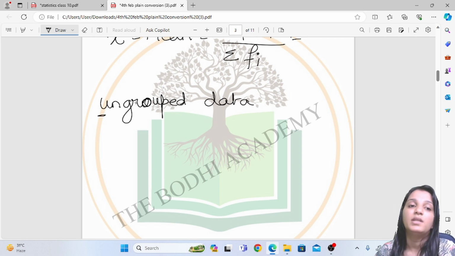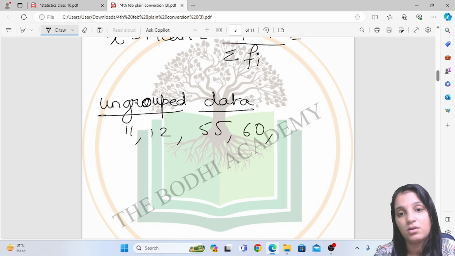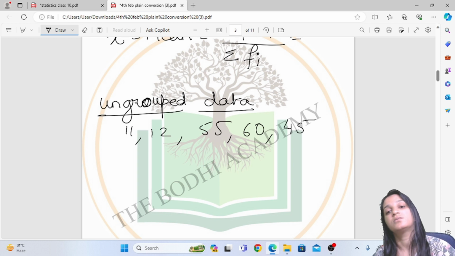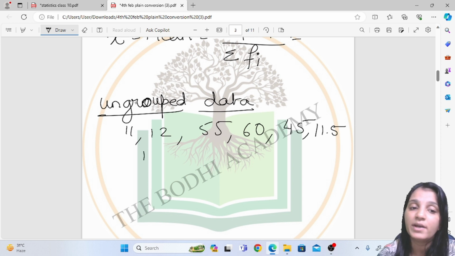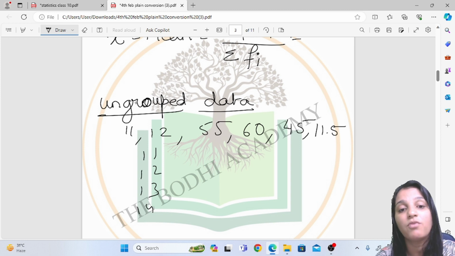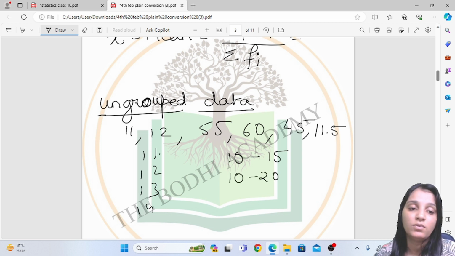Okay, it is like 11, 12, then 55, 60, 45, like this. Students get this type of marks, right? Sometimes 11.5. So how to write this? We'll go on writing 11, 12, 13, 14. No, we'll have to form an interval like 10 to 15, 10 to 20, so that it will be easy for us to get this 11, 12, 13 marks in this interval.